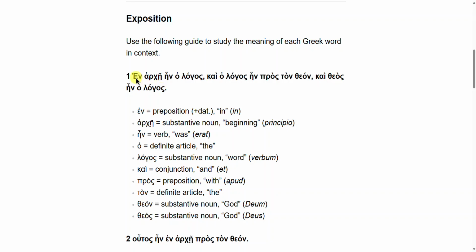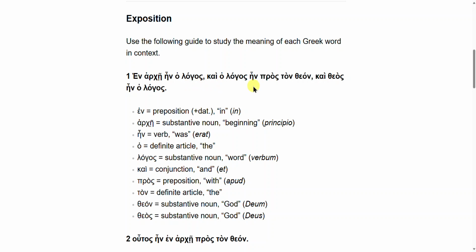So for verse 1, en arche ein ho logos, kai ho logos ein pros ton theon, kai theos ein ho logos. In the beginning was the word, and the word was with the God. Again, we don't include that in the English translation. And God was the Word.